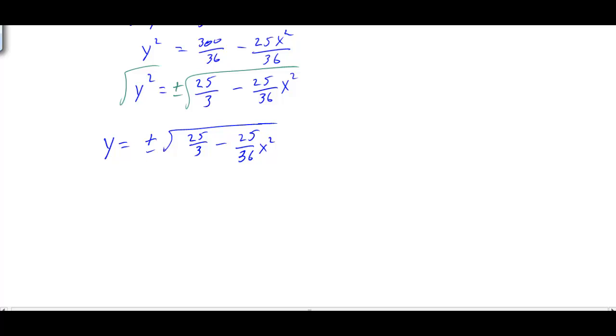Okay, so now that we have the plus or minus, that's going to break our problem into two separate problems. So we could have y equals a positive square root, and since we're going to take the derivative, I'm going to rewrite the square root with a fractional exponent. So we'll just raise that to the 1/2 power, and then we'll do the same thing for the negative square root.